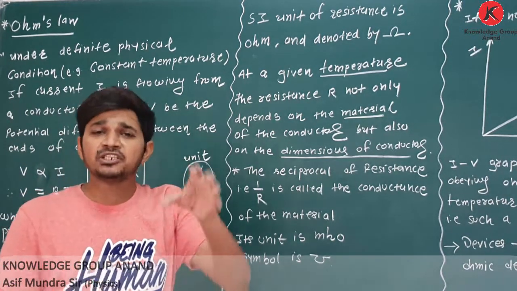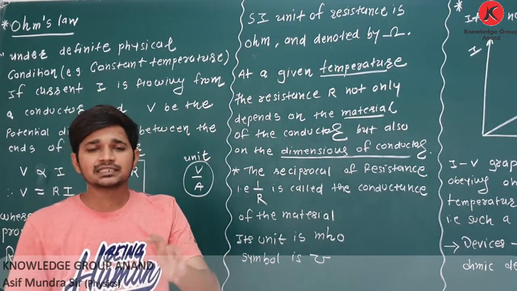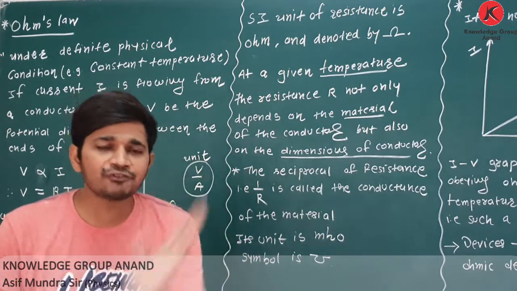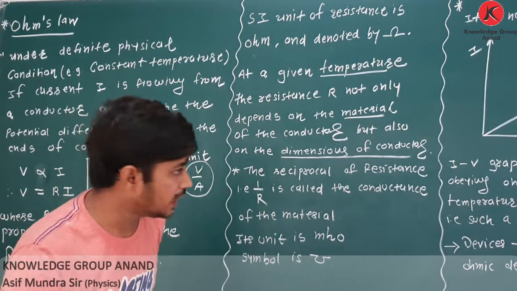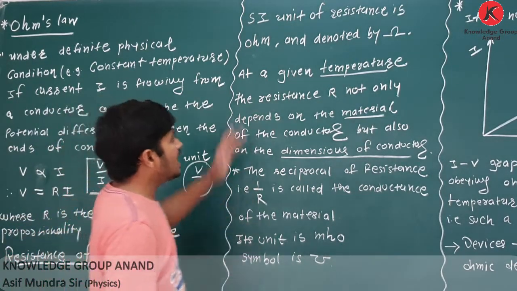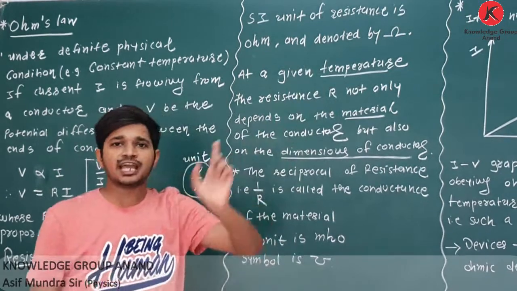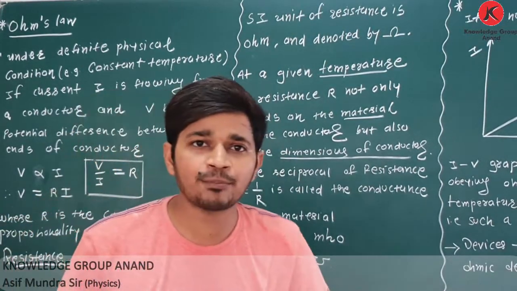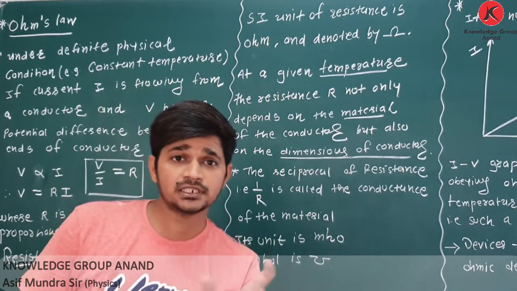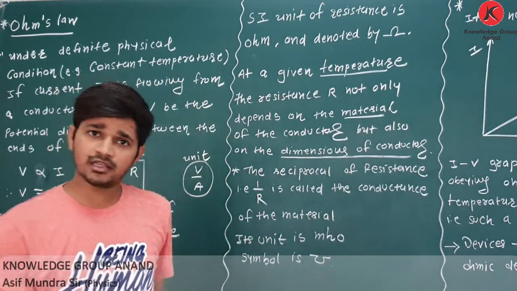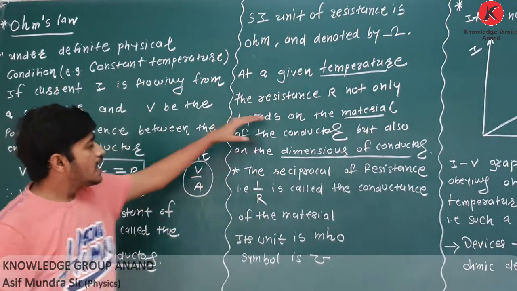Because if temperature is constant, resistance remains constant. And if resistance remains constant, then V is proportional to I. So the first point you have to remember: resistance depends on temperature. In the next topics of this chapter, we will study the dependence of resistance on temperature. We will see one theory.